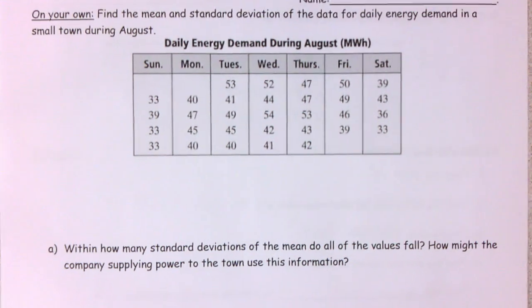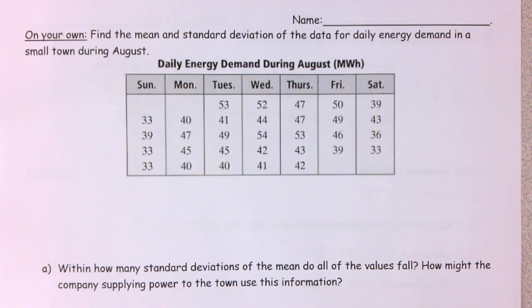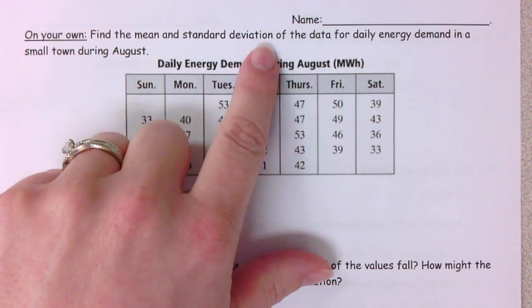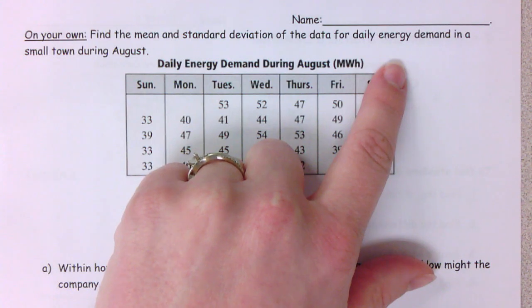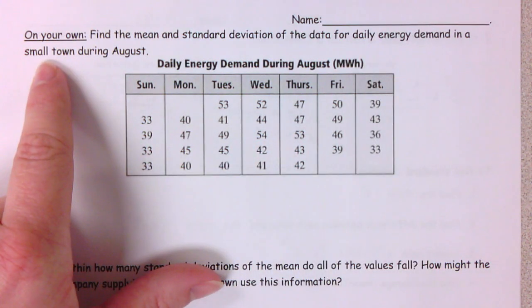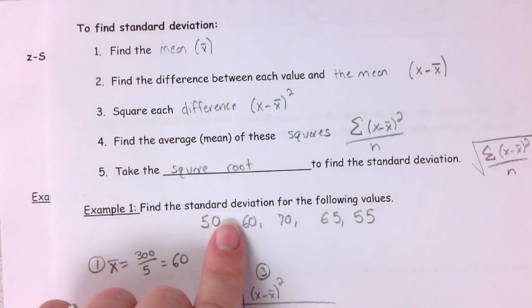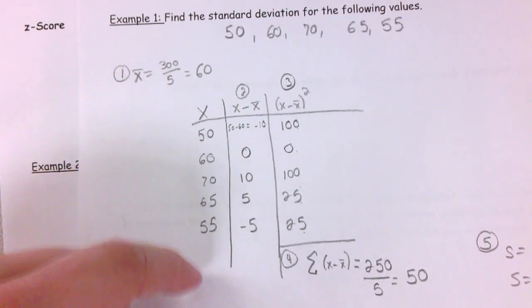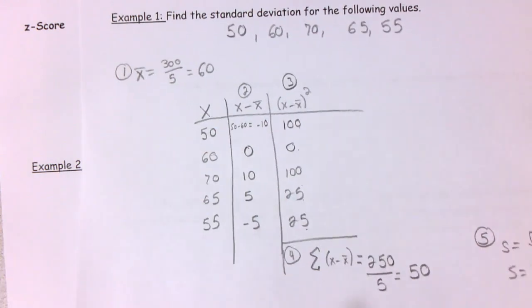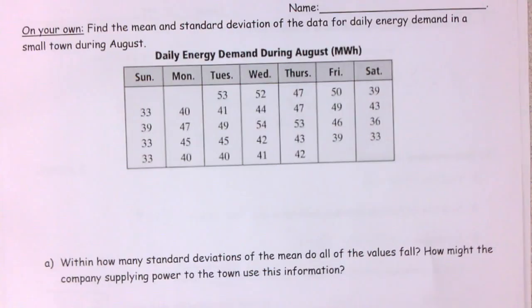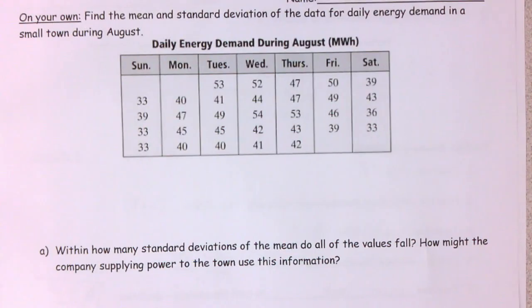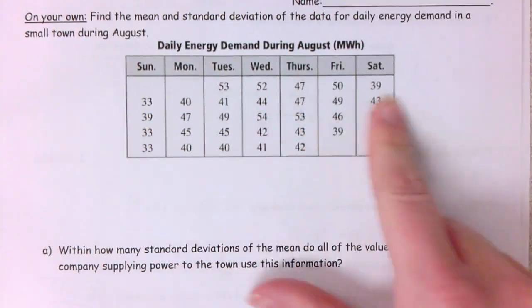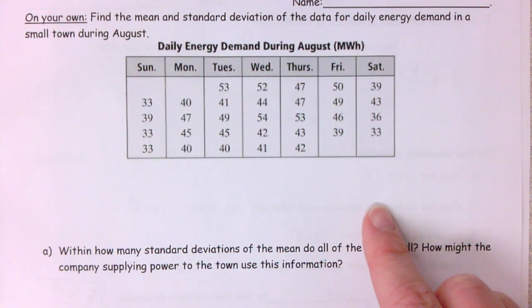So, for example 2, I want to find the mean and the standard deviation for the daily energy demand in a small town. So when we did this example, there was only 5 numbers. So we only had to do 5 rows here. This is looking at every single number. That's going to be a huge table.